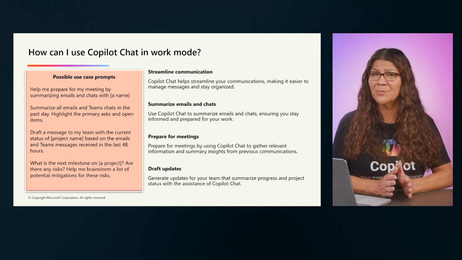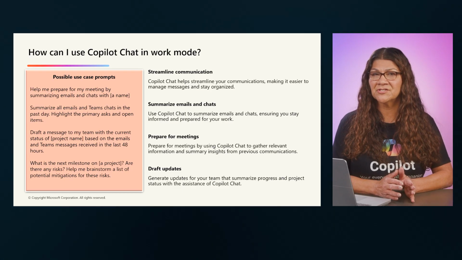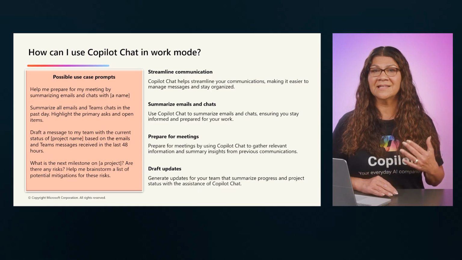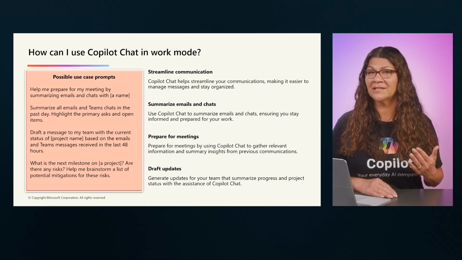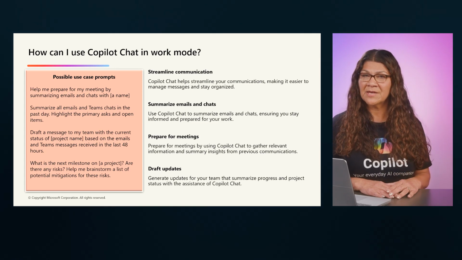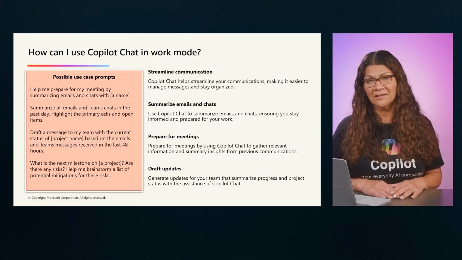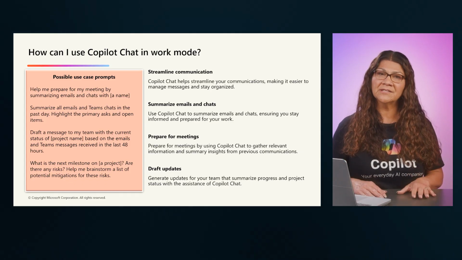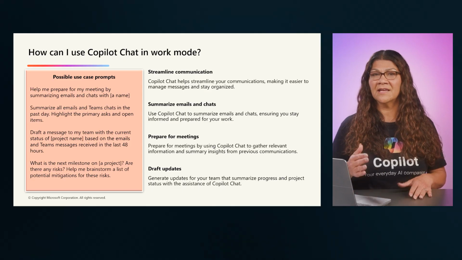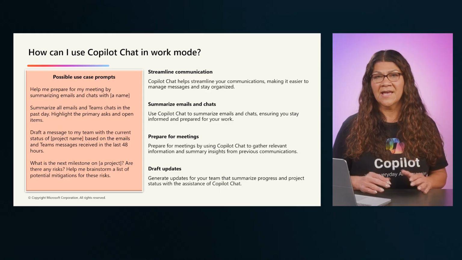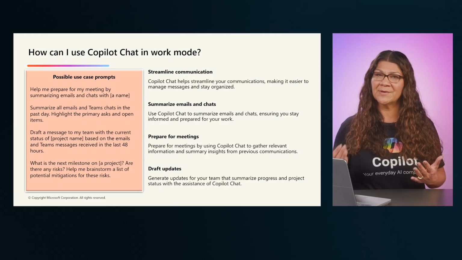This slide shows how Copilot Chat in work mode becomes your command center for staying ahead of your communications and daily workload. The use case prompts on the left highlight exactly what work-grounded Copilot excels at: summarizing emails and team chats, preparing you for upcoming meetings, drafting status updates, and analyzing project risks, all based on the real context of your work. Because Copilot Chat is grounded in your organizational data, it can surface insights across your files, emails, messages, meetings, and more, and help you move quickly from information to action.